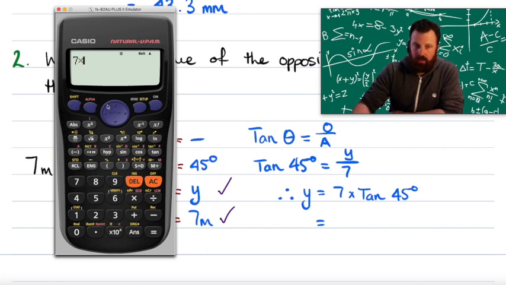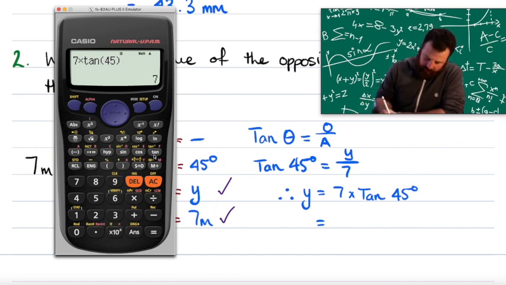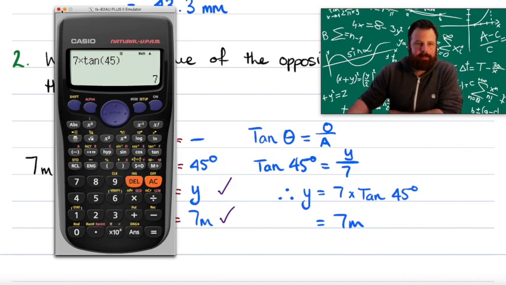So 7 times tan of 45, close the bracket, and we get 7. So the answer here is going to be 7 meters.